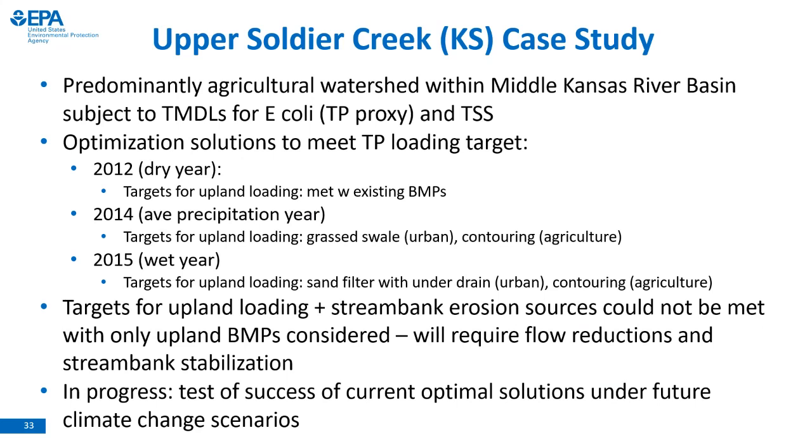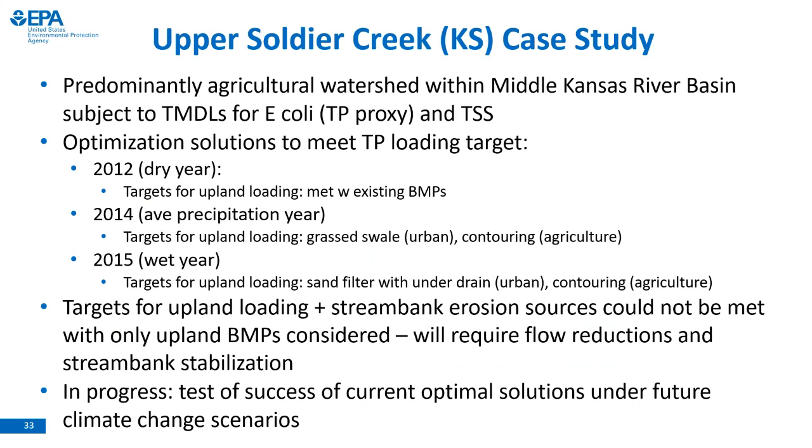And then finally, the third case study is focused on the Upper Soldier Creek in Kansas, which is within the Middle Kansas River Basin. This is a predominantly agricultural watershed, which has TMDLs in place for both E. coli and total suspended solids. Because of the difficulties in modeling E. coli, stakeholders have chosen to use total phosphorus as a proxy, assuming that if they meet the total phosphorus targets, they'll also meet targets for E. coli. They broke down their loading targets into targets for upland loading versus targets for stream bank erosion sources. Again, stream bank erosion is a significant source of both sediment and nutrients in this system.